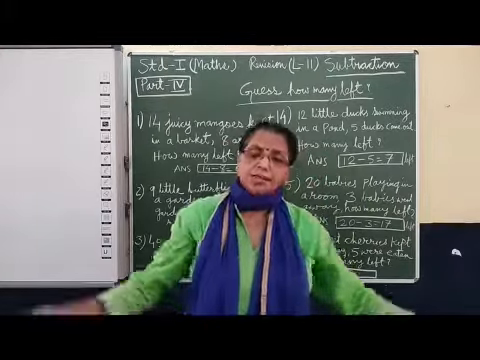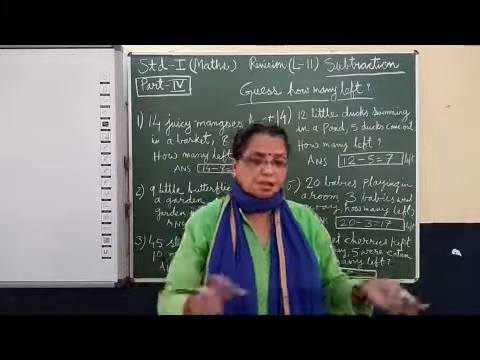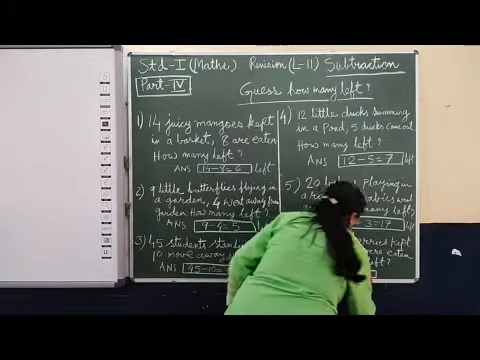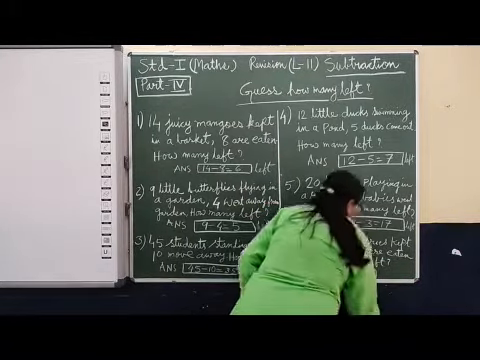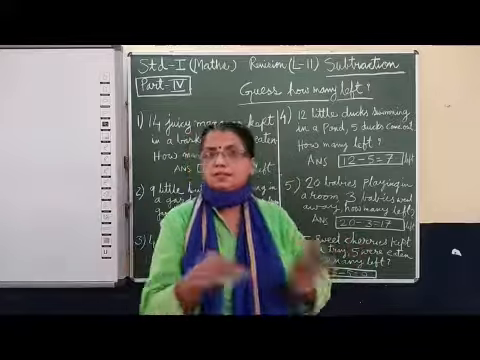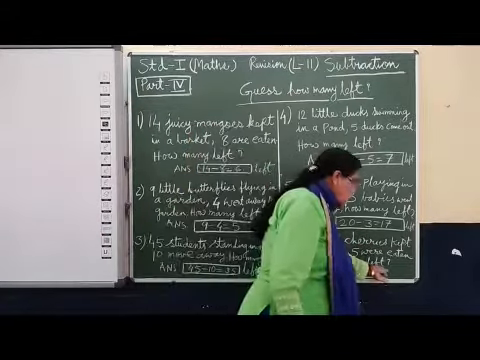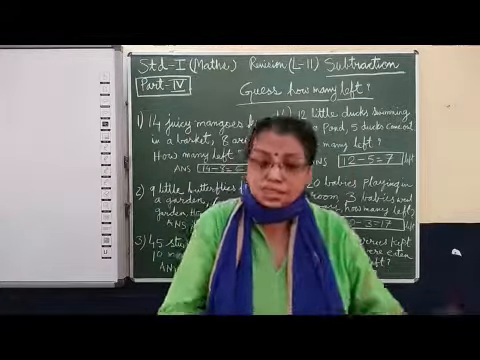5 cherries, 5 are eaten. How many left? Nothing is left. That means 0. 0 means nothing. So we don't have to write left here, because 0 means nothing.